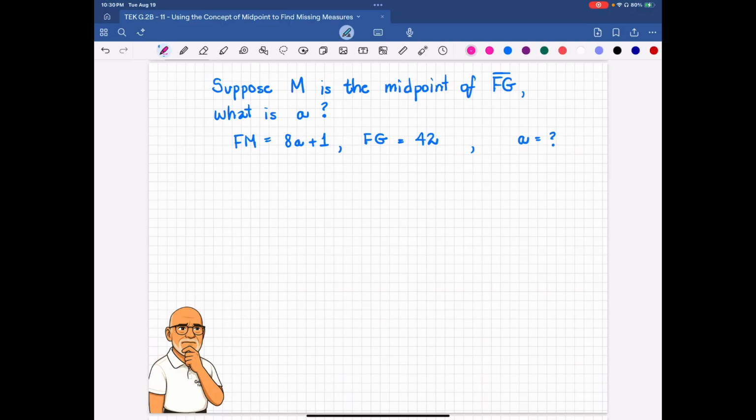I would like us to try one more practice problem. The problem reads, suppose M is the midpoint of line segment FG. What is the variable A? They tell us that FM is equal to 8A plus 1, FG equals 42. Therefore, what is A, knowing all of this information?